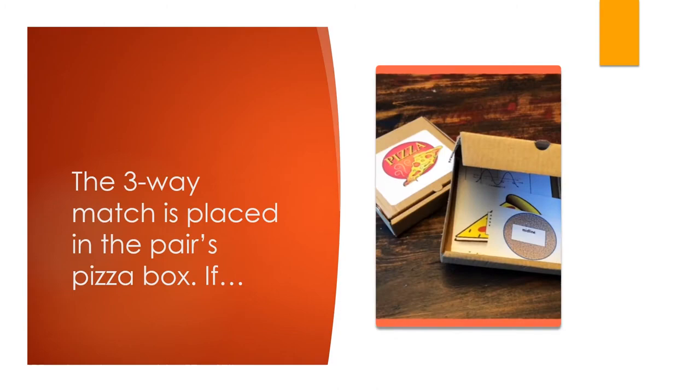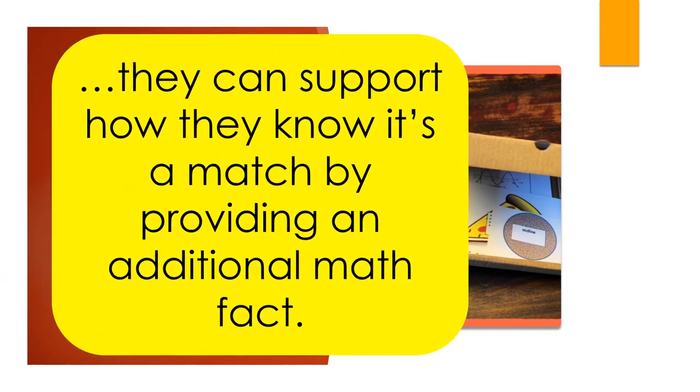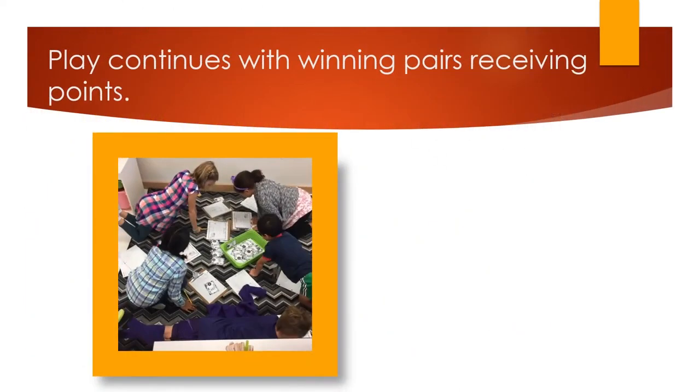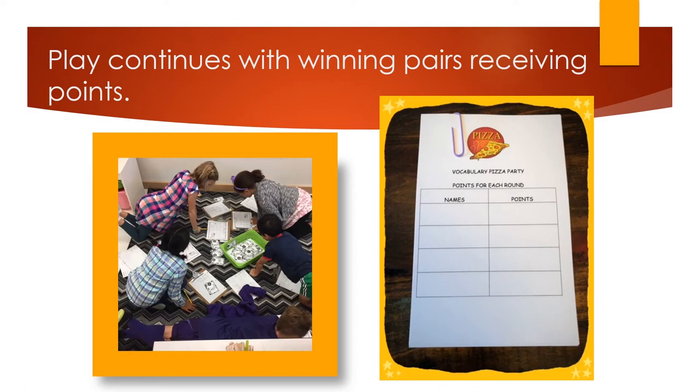The 3-way match is placed in the pair's pizza box if they can support how they know it's a match by providing an additional math fact about that term. Play continues with winning pairs receiving points. Of course, the vocabulary pizza party point sheet is in your downloadable file. To make it even more engaging, some teachers have teams of students race to see which team can find all the matches first. That team gets the most points.